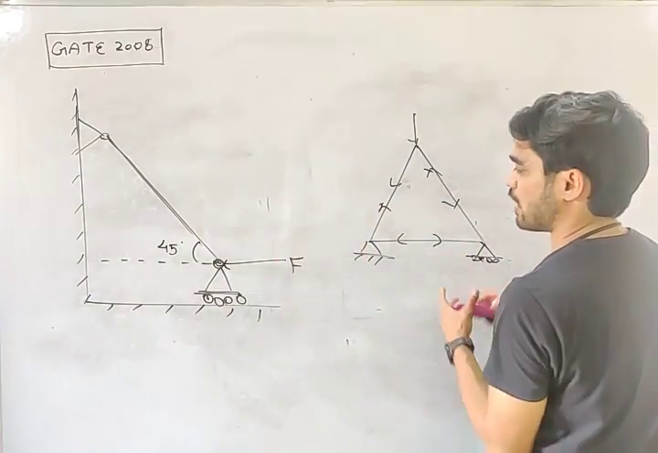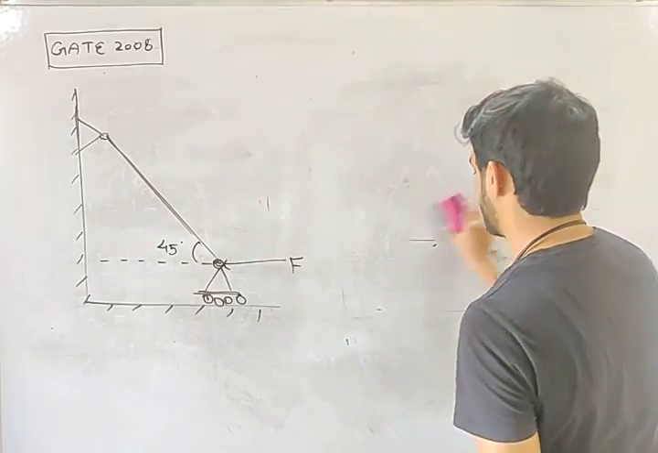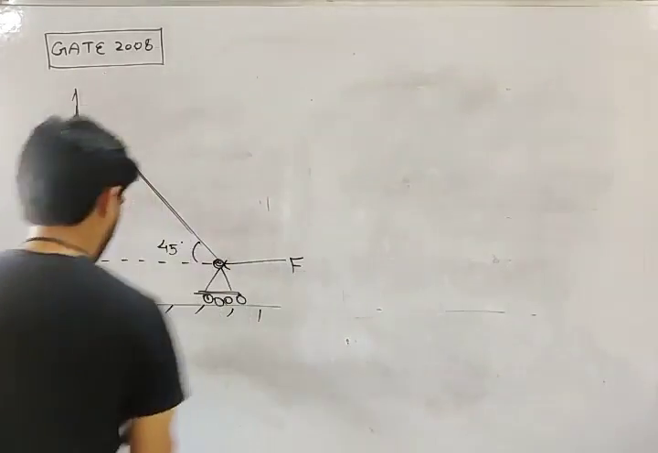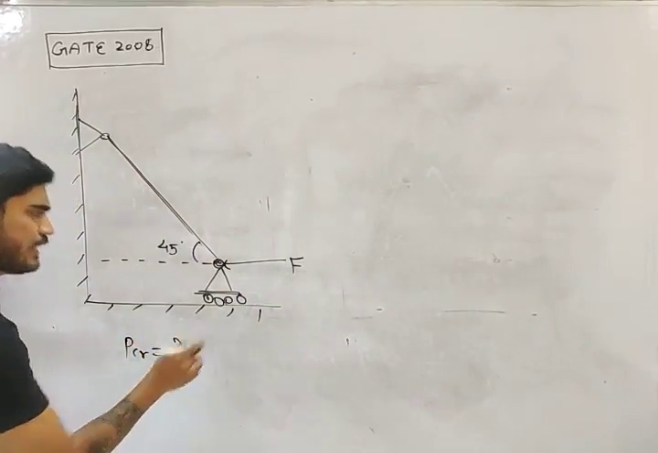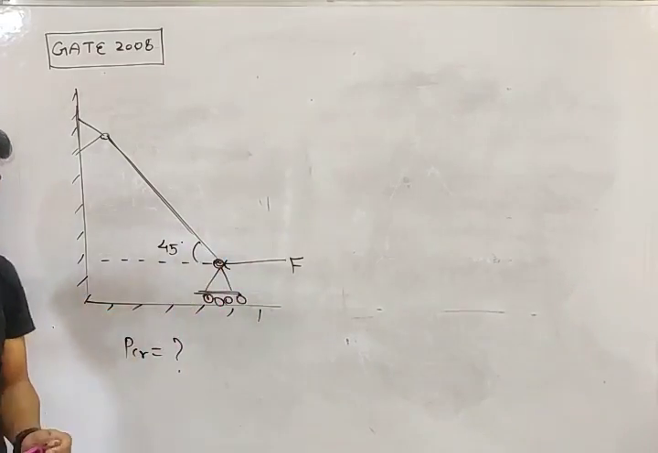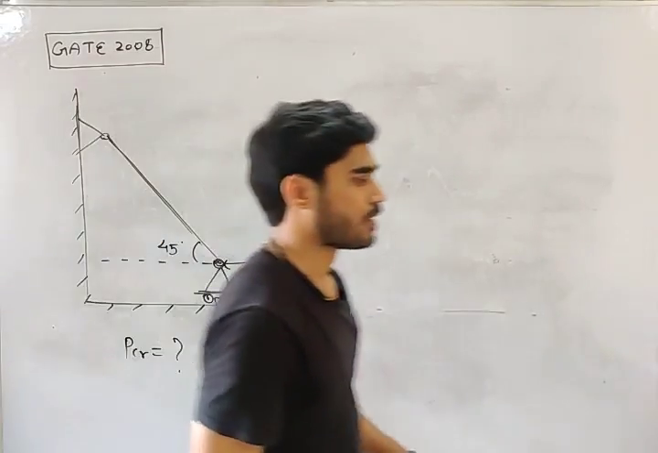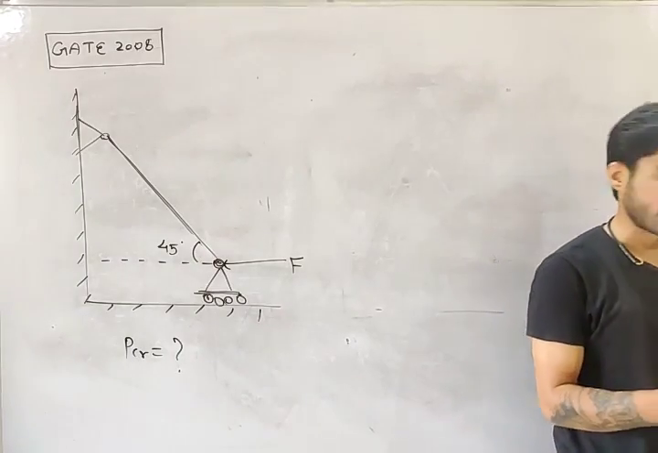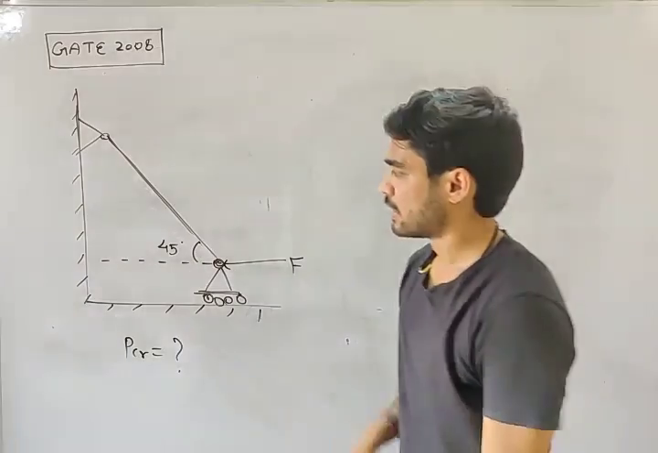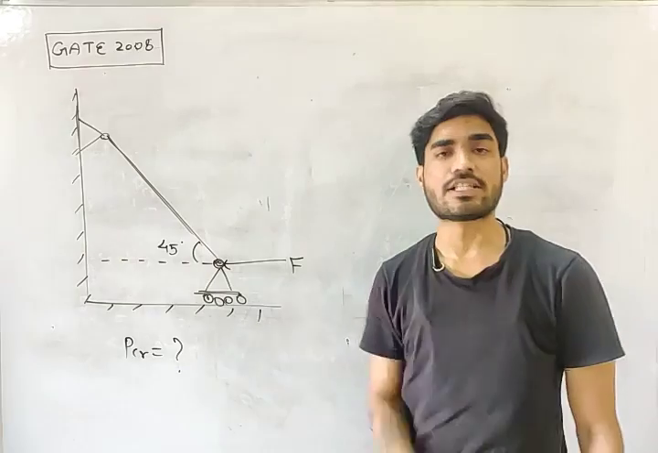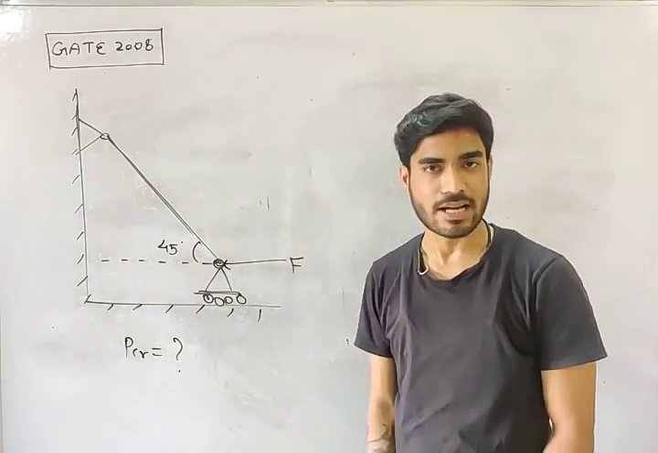So this particular column is inclined and the load is acting like this, and we need to calculate P critical in terms of F. The answer will be in terms of F. You need to calculate P critical. Now my friend, look at this load. What is our assumption in Euler's theory? That the load is axial, right?